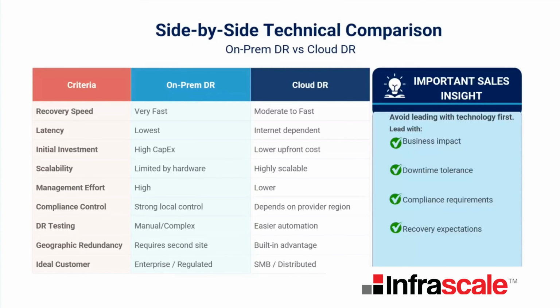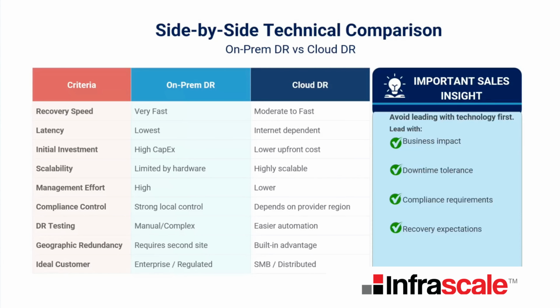Let's look into the side-by-side comparison between the two. This is usually where customer conversation becomes much easier. On-Prem DR typically delivers the fastest recovery speed and lowest latency because everything stays local, but it also comes with higher upfront investment, more hardware dependency, and greater management effort.